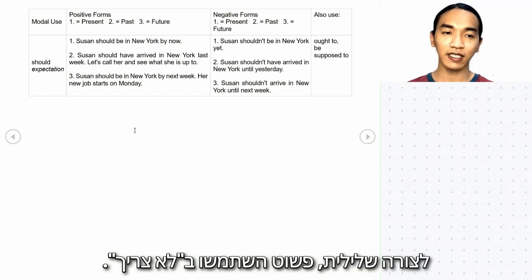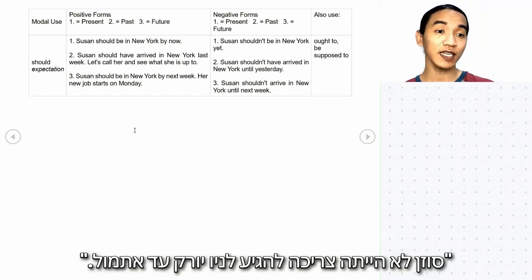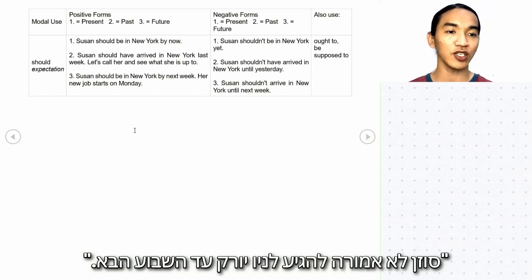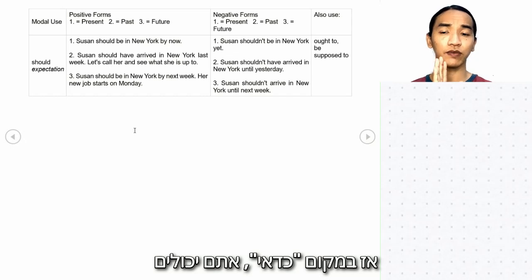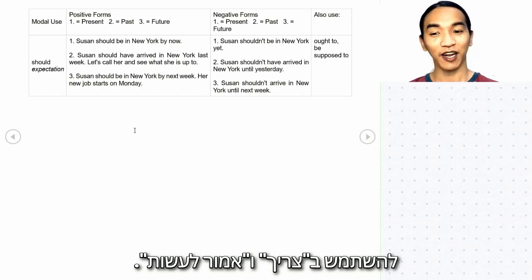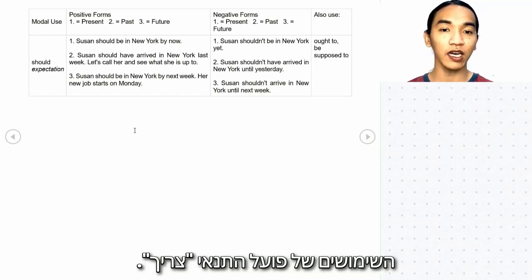Okay? Negative form, just use shouldn't. So Susan shouldn't be in New York yet. Susan shouldn't have arrived in New York until yesterday. Susan shouldn't arrive in New York until next week. So in replacement of should, you can use ought to and be supposed to. All right. So I hope that is clear for the usages of the modal verb should.